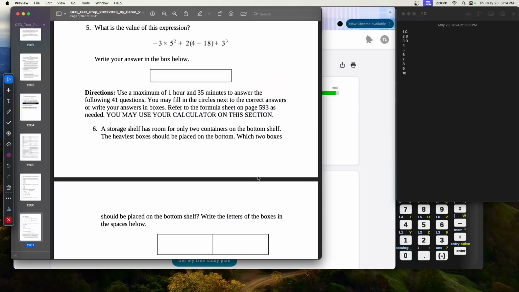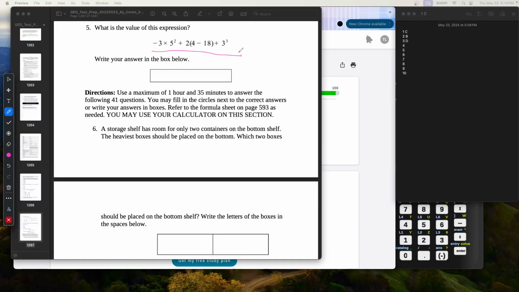What is the value of this expression? Do you think you can do this one? Can you do this? I'd be very interested to see how you do here for this problem. Hopefully you can see it.